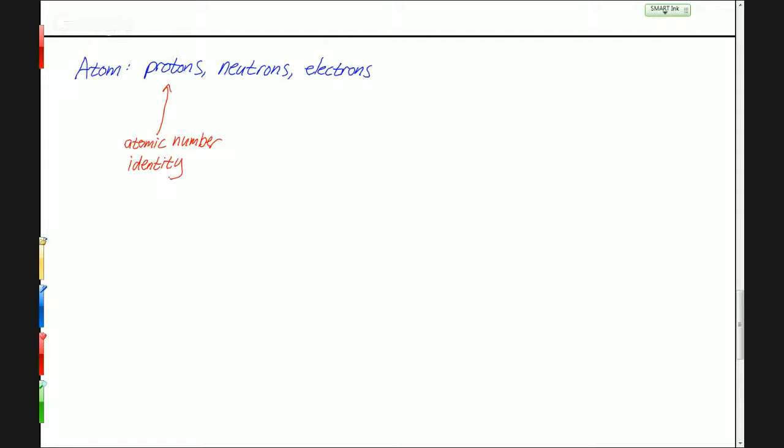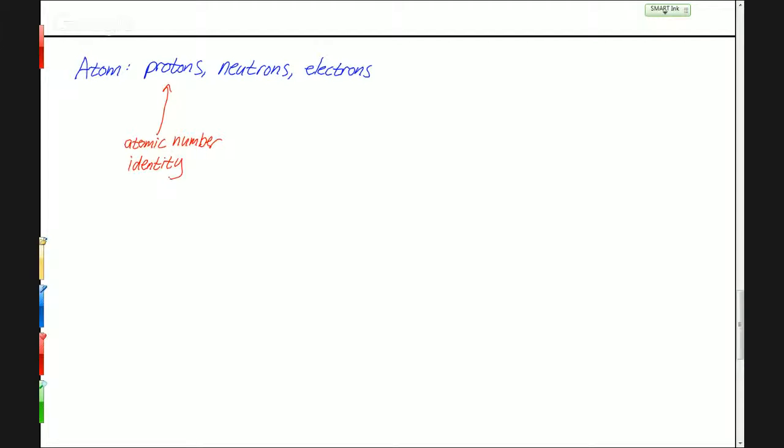So if you have a particle with 6 protons, no matter what else it has, we call that carbon. We call that a carbon atom. And if you have a particle with 7 protons, we call that nitrogen. Even if everything else is the same or different or it doesn't have anything else, the number of protons tells us what the atom is.